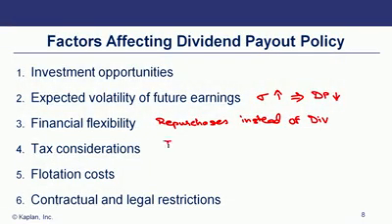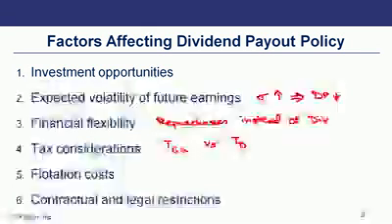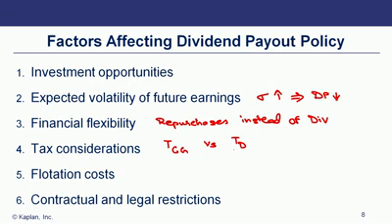All right, the fourth factor is tax consideration. Again, this is really dealing with the taxes on capital gains versus taxes on dividends. If there is a systematic benefit to one source of cash flow, that is the cash flow that would be favored in the market.